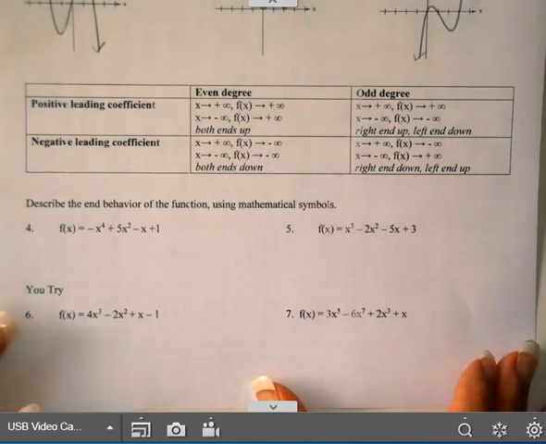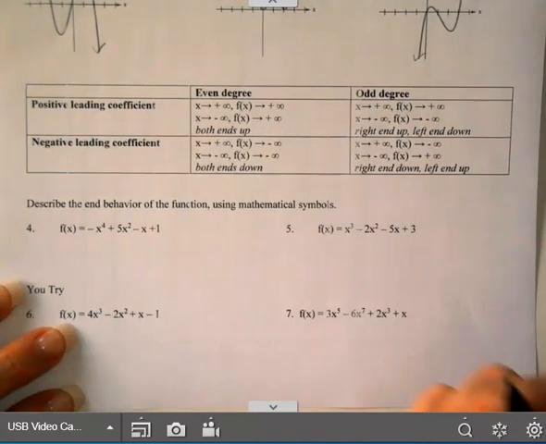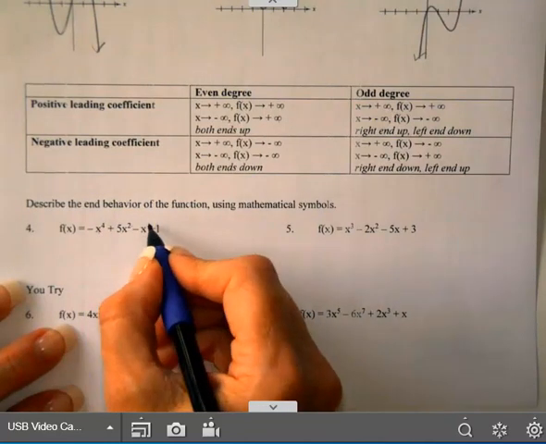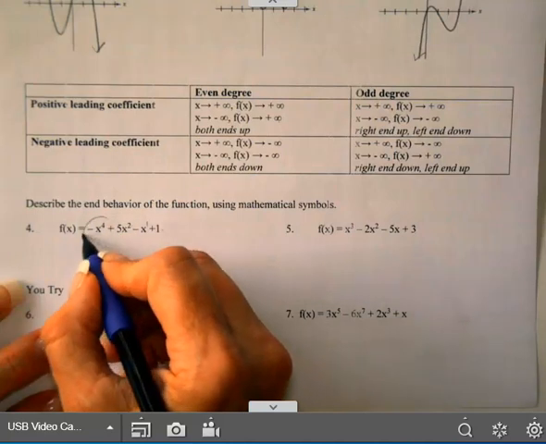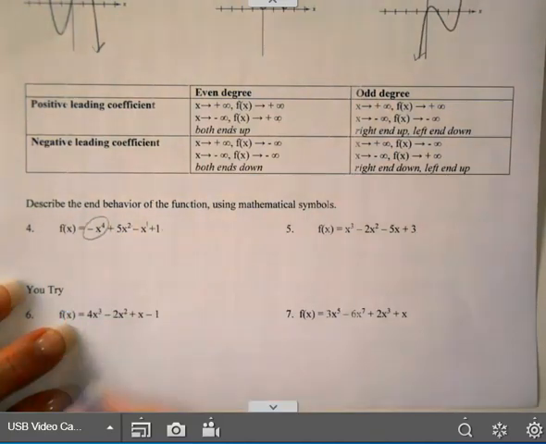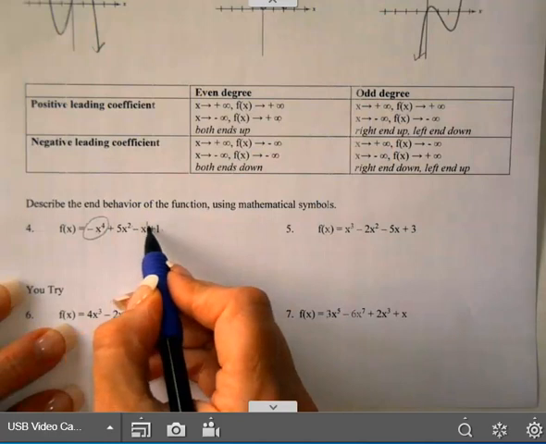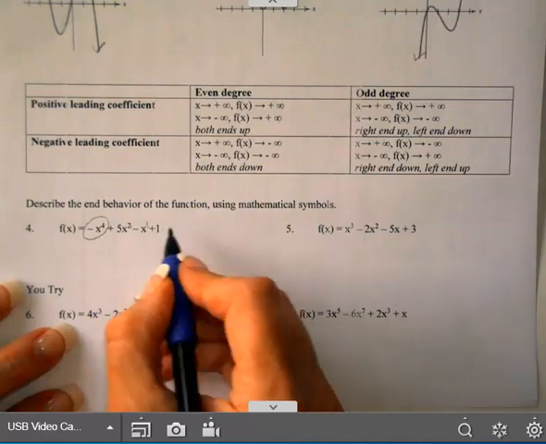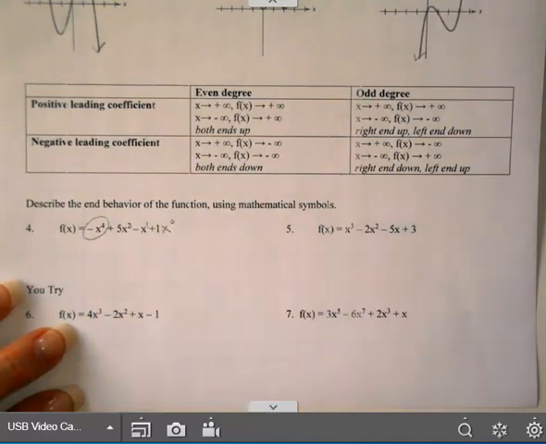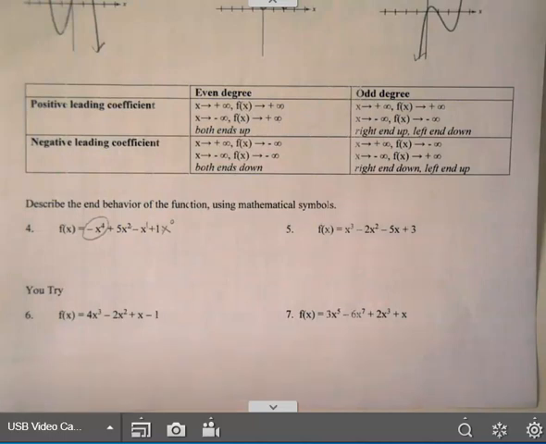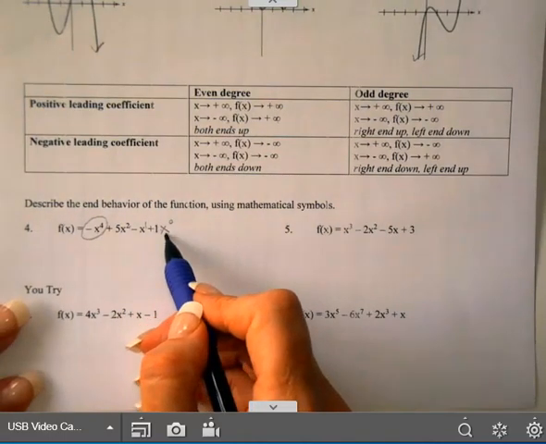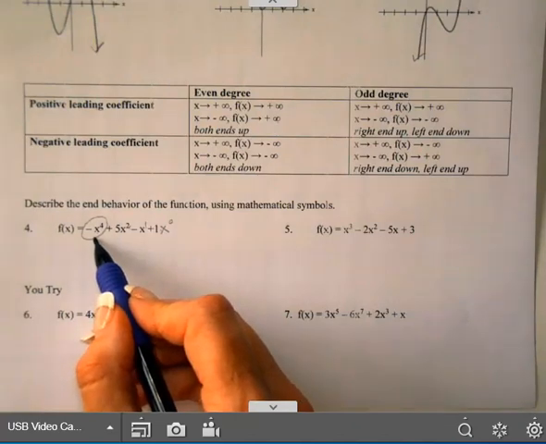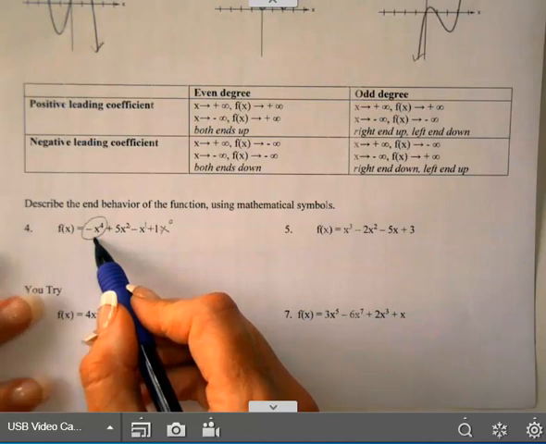So for number 4, my leading term, the highest exponent, has an exponent of 4, then 2, 1, and no x's. So this is my leading term. Notice I have even exponents here and odd here, and then 1 would be considered even because I'd have no x's. That could be x to the 0. So I'm mixing even and odd exponents. So this function is neither even nor odd, but the leading term is even, and that's the only one we're looking at for end behavior.